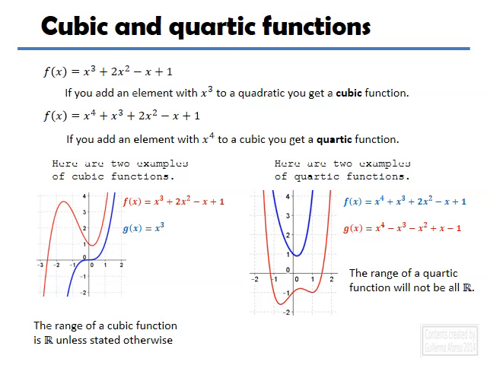The range of a quartic function will not be all of the real numbers, because as you can see, clearly here it has a point, and it never goes beyond this point. There's no values of y in this function. So it's not going to be all the real numbers. In this one here, it would be here.